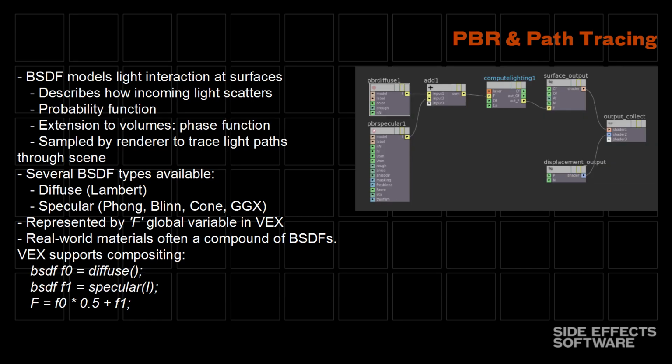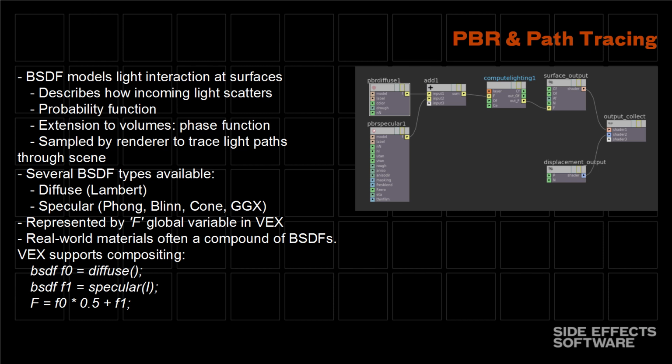So the BSDF, as I mentioned, models light interaction at surfaces as well as volumes. It describes how incoming light scatters at an event. It is a probability function, and so you saw those curves there. Those determine the amount of light, the magnitude of light that is scattered across the polar sphere, or the hemisphere that we're dealing with. And so what we can say is, given an input impulse of light, what is the probability that it scatters in a given direction? And so that is really the answer that the BSDF provides the renderer. The extension to volumes as well, we talked about. So rather than dealing with a local plane of interaction, volumes scatter uniformly in all directions across the entire sphere.